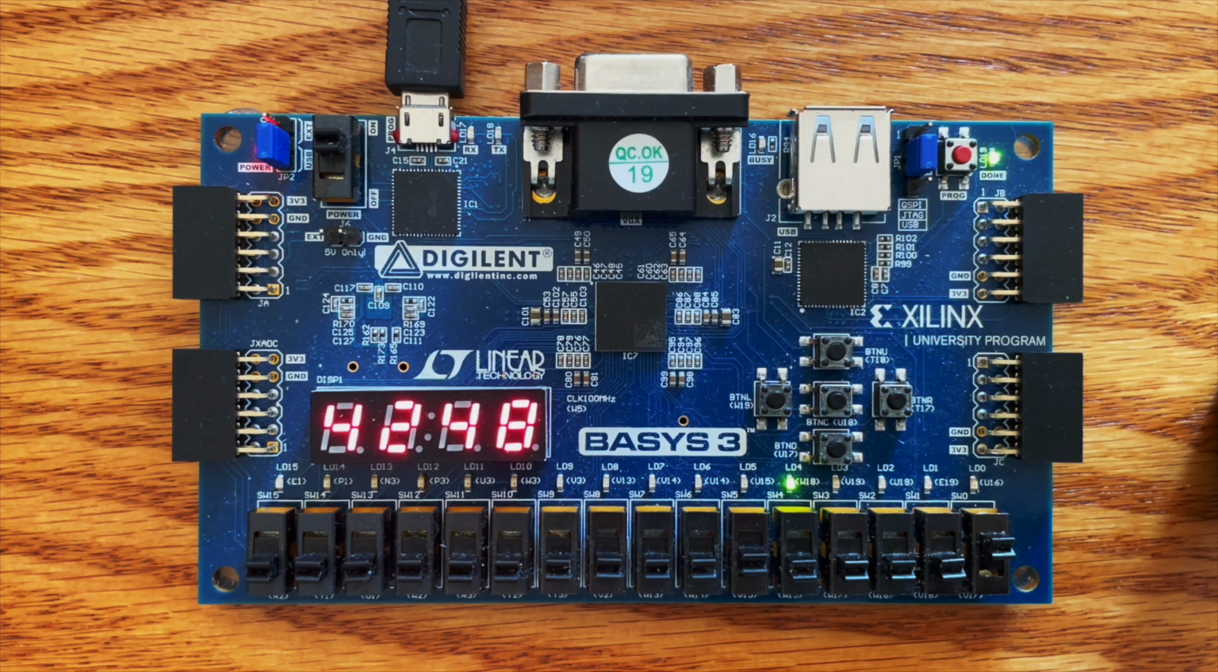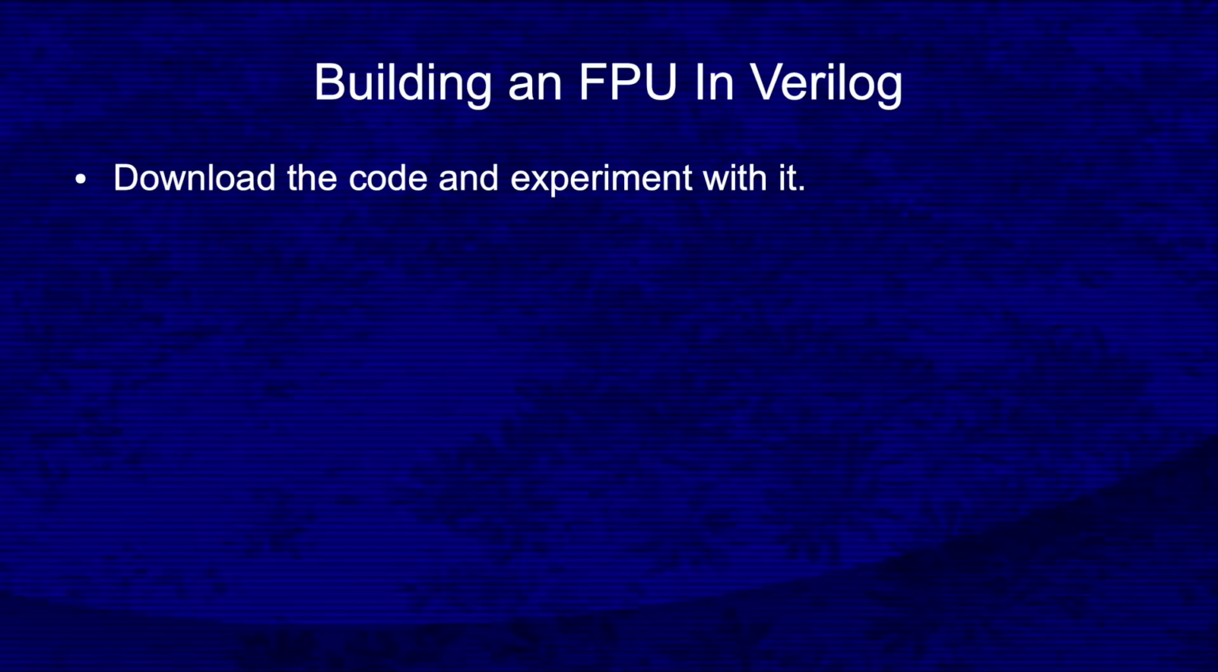Take some time to play with the circuit, putting in various test values, signaling NaNs, quiet NaNs, infinities, zeros, etc. Also be sure to test dividing normal and subnormal numbers. Feel free to download the code and experiment with it.